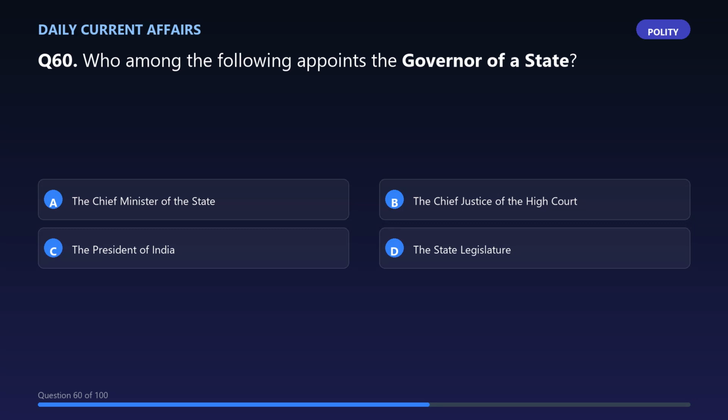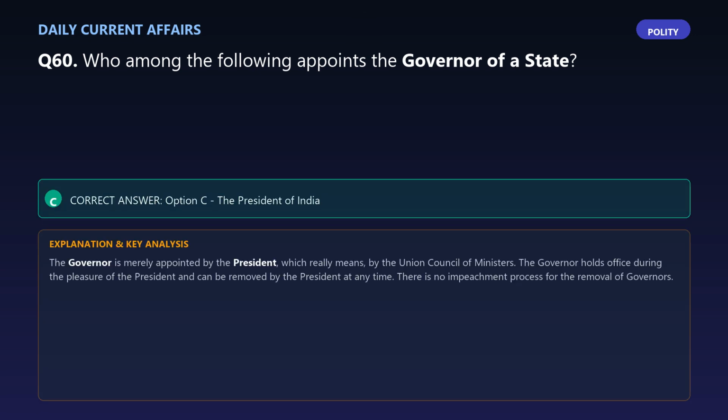Question 60. Who among the following appoints the governor of a state? The correct answer is option C, the President of India. Explanation: the governor is merely appointed by the President, which really means by the Union Council of Ministers. The governor holds office during the pleasure of the President and can be removed by the President at any time. There is no impeachment process for the removal of governors.